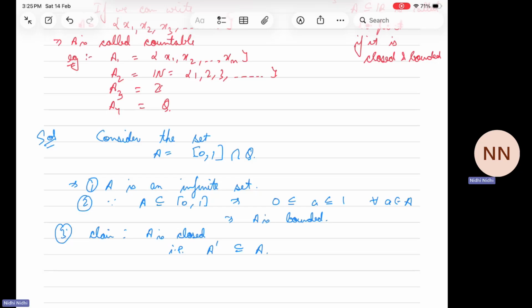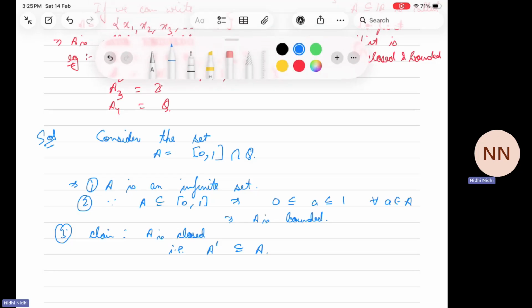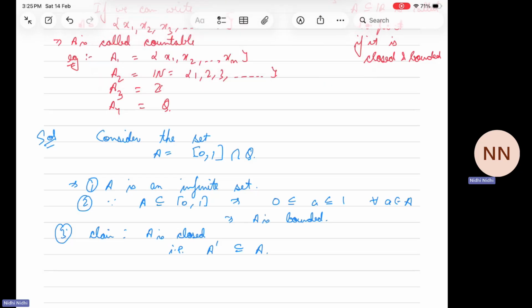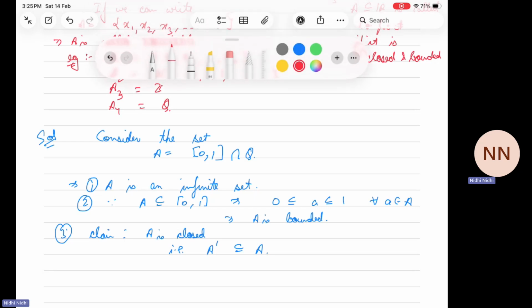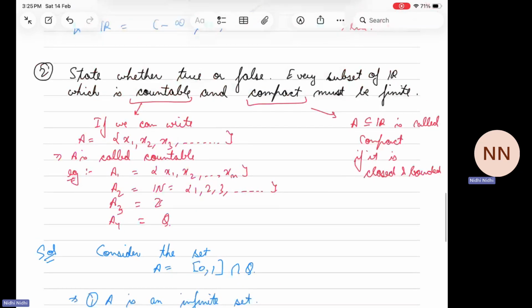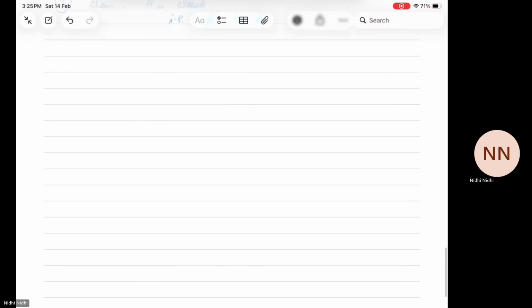I think I did something wrong. Okay, let's look at this problem at the end. I think I'm missing out something. Let's move to next. I'll repeat this at the end. We'll look at this problem again.